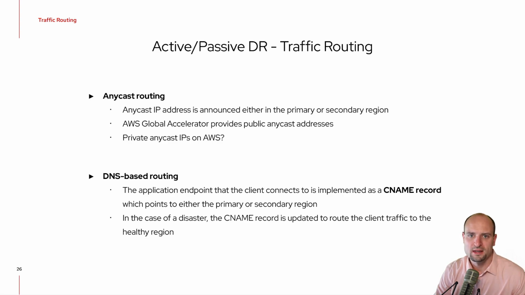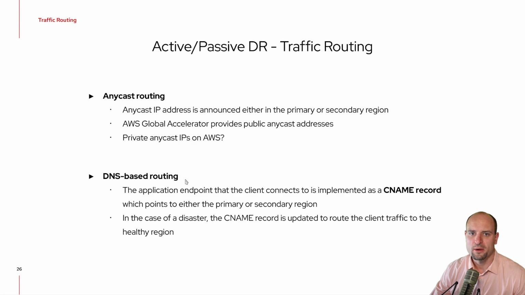Unfortunately, in our case, our applications are not facing the public internet, and so we needed private anycast IP addresses. After some research, it was not clear to us how we could implement private anycast IP addresses on AWS. If you have an idea how we could get this done, please share your idea down below the video. I will be very interested, and others as well, in how this can be done. So for traffic routing, we ended up using the DNS-based routing, which worked very well for us.